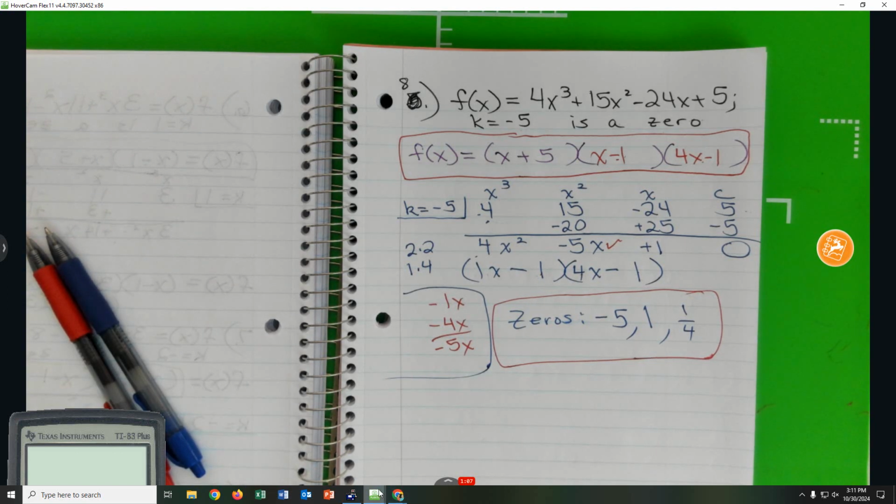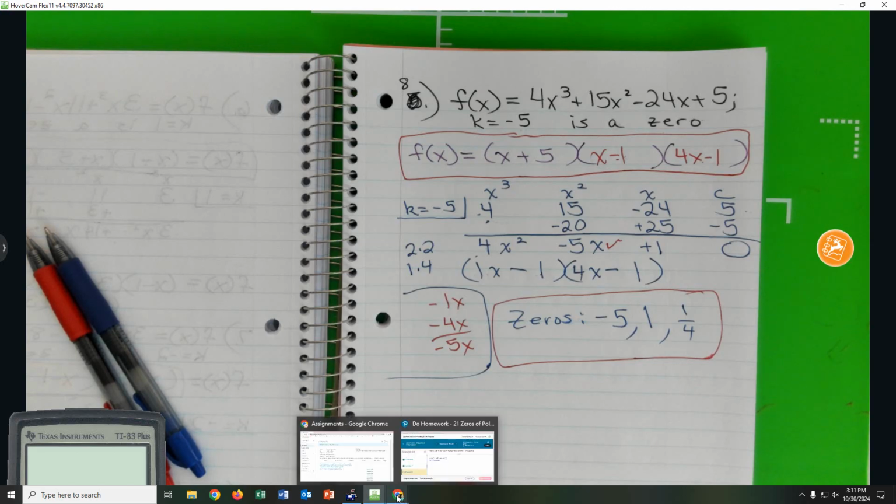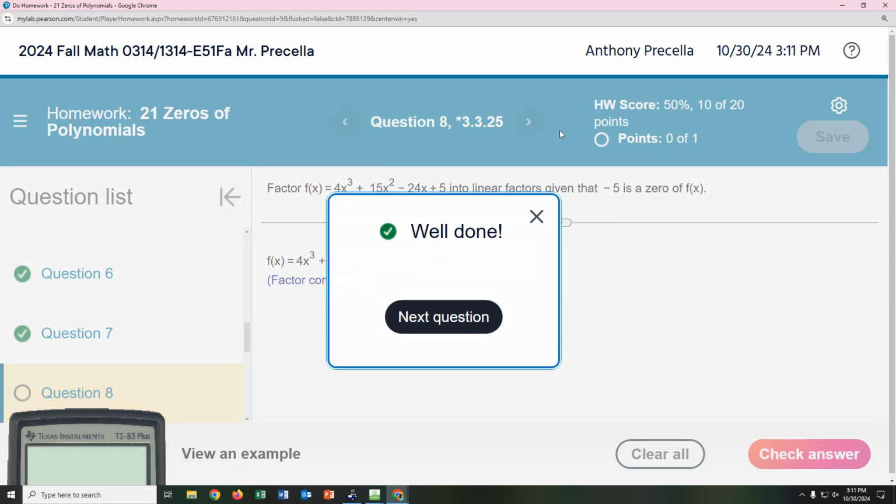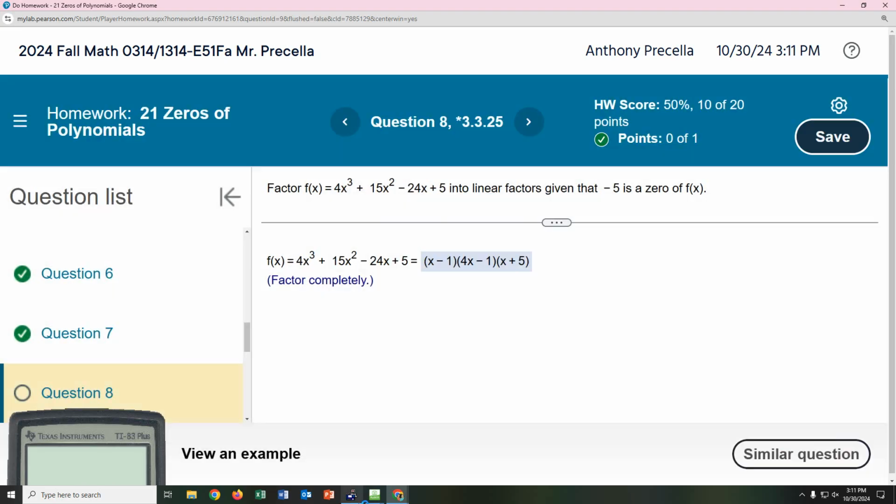So, we come over here to number 8, and as I said, the order in which you write those factors doesn't matter. I like to put the x plus 5 first, the one associated with the 0, but if you did this, x minus 1 and 4x minus 1, and then finally, suppose you put the x plus 5 at the end. You should still get the correct answer. Any questions there?